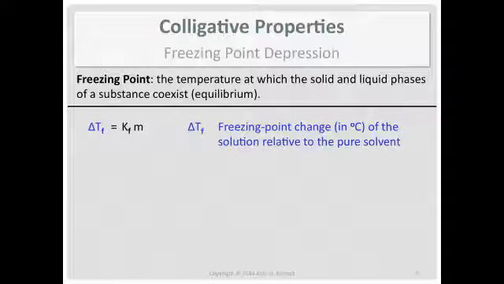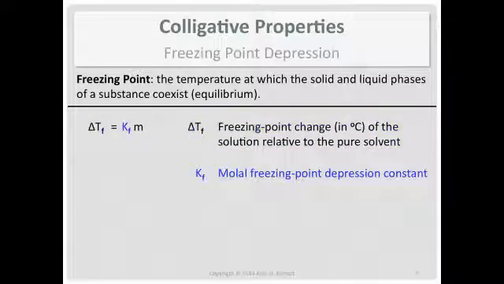The delta T is the freezing point change. So it's not the freezing point. It's the difference between the freezing point of the solution with respect to the freezing point of the pure solvent. That's the molal freezing point depression constant. And then we have the concentration of the solution in molality.